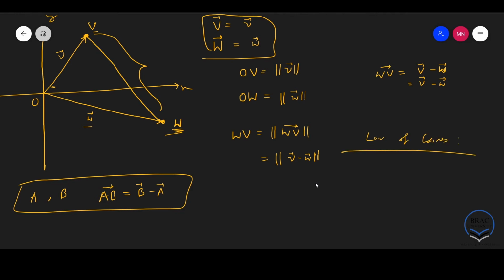So doing so, we will have WV, so this length squared, equal to OV squared, right? This length, plus this length squared, so OW squared, minus 2 times OV times OW cosine of theta. So what is theta here? Theta will be the angle between these two vectors. This will be my theta, right?